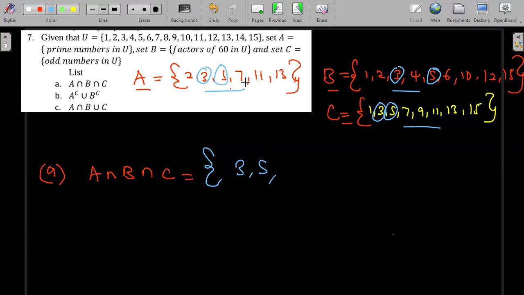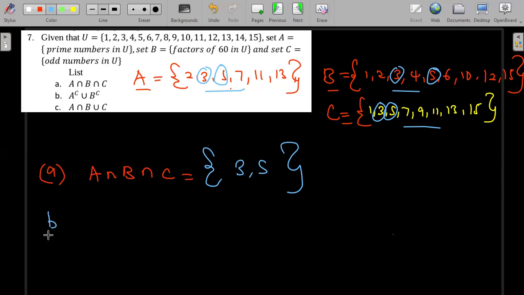What about 7 here? I can't see it there, but there it's there, so I can't include it. 11, I can't include it. What about 13? I can't include it. So I'm just finding this as my intersection. Am I correct? If you're seeing any number that is common there, you can mention it. But I think we are good. It's just 3 and 5. So that would be the answer for A.